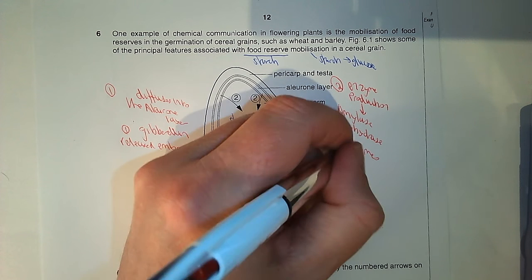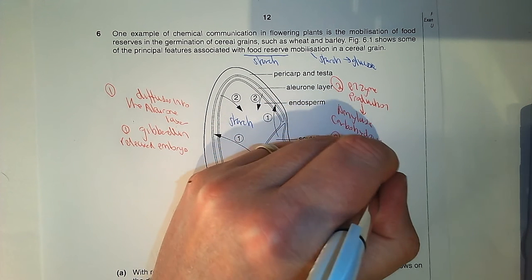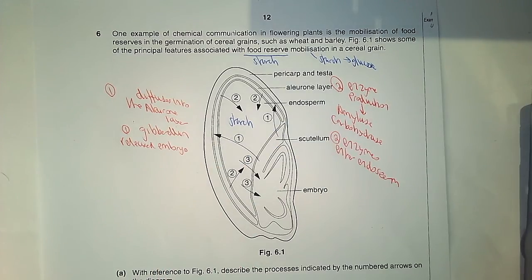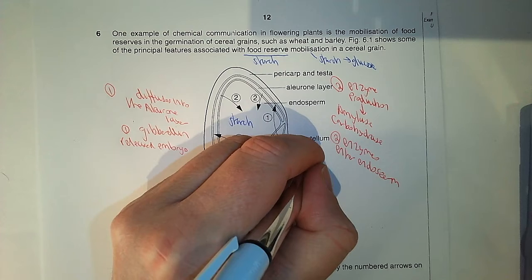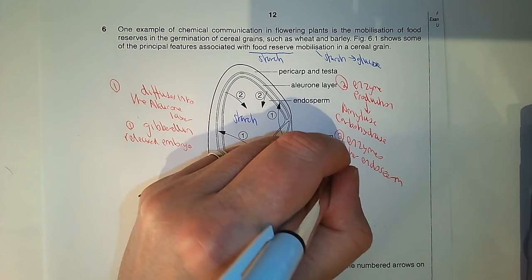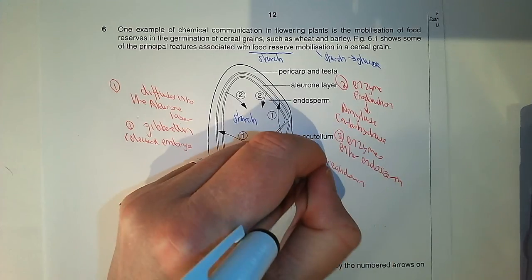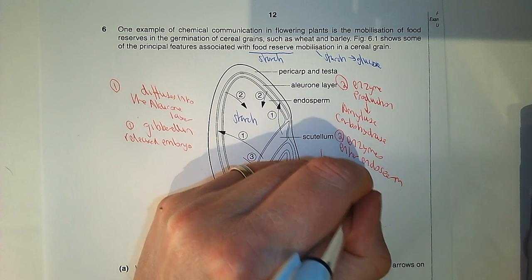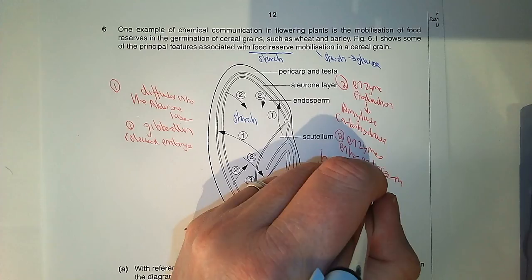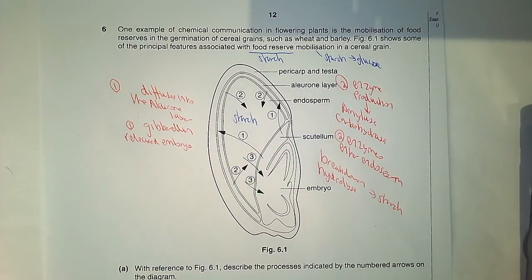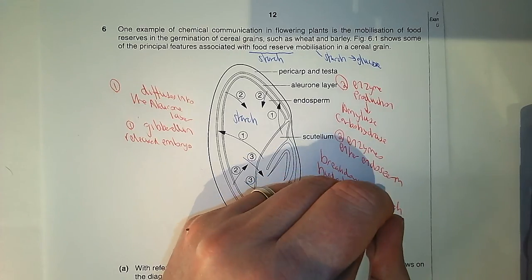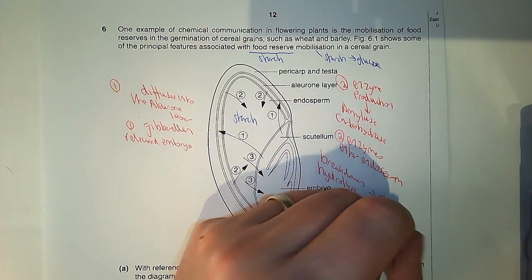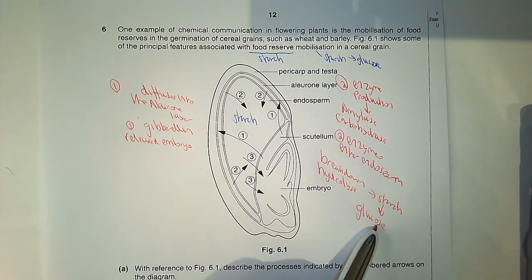So the enzymes enter the endosperm, and they will then break down or hydrolyze starch. And that'll turn the starch, be broken down to glucose. That's a simple soluble substance.